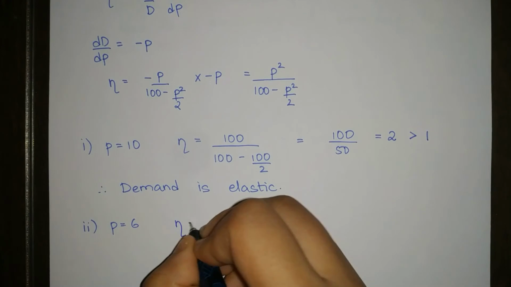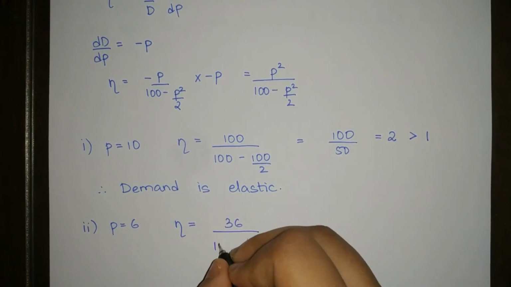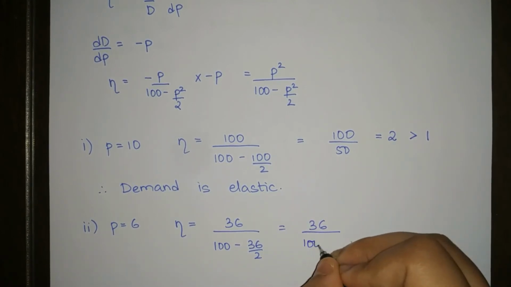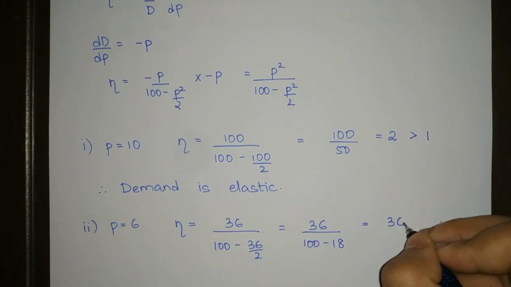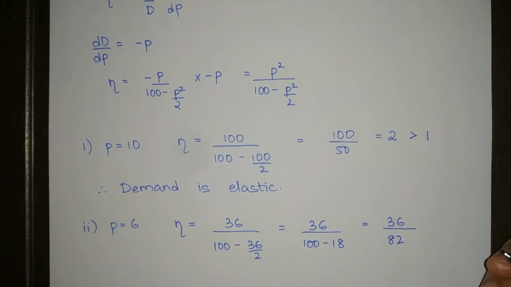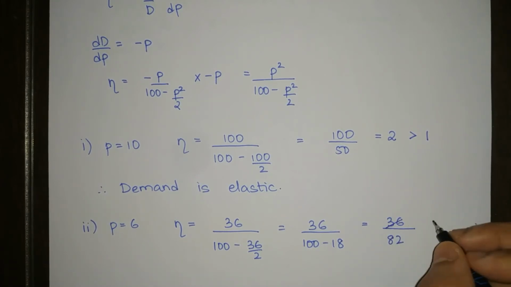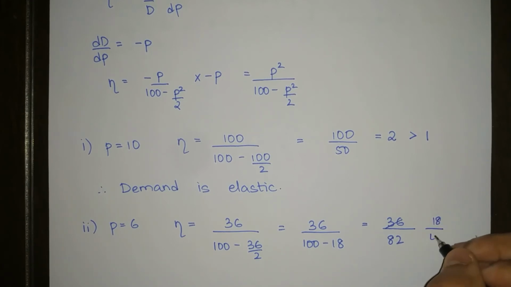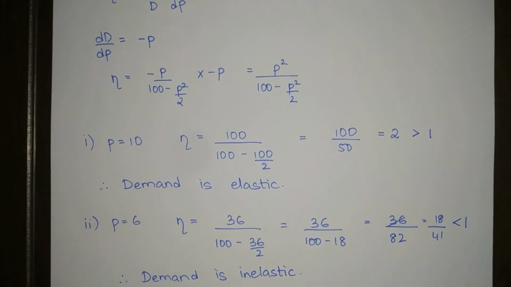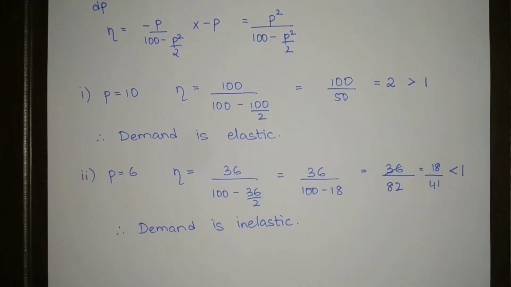When p is equal to 6, we get that eta is equal to 36 divided by 100 minus 36 by 2. That means 36 divided by 100 minus 18, which is equal to 36 divided by 82. Okay, we can cancel by 2 first of all, so we get 18 divided by 41. Okay, and this is a value which is less than 1, because 18 is less than 41, right? So therefore your demand is inelastic. Okay, and that is the answer for the 11th question.